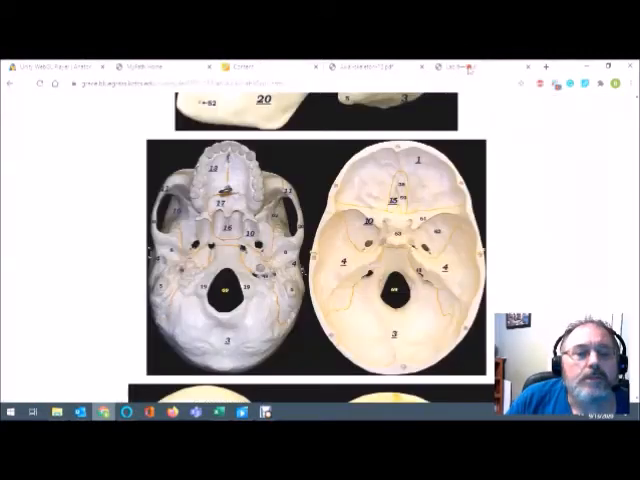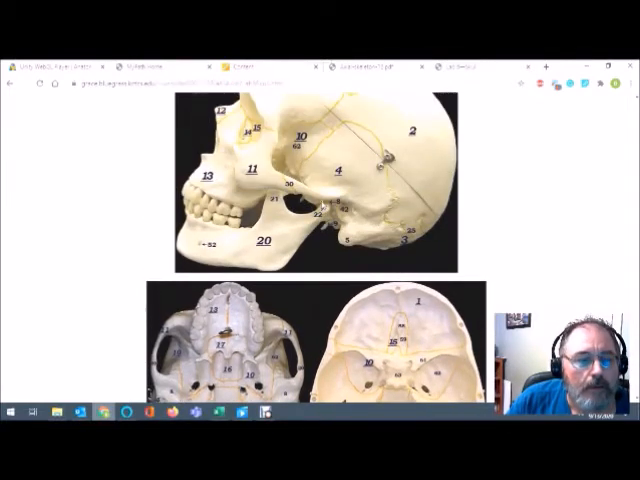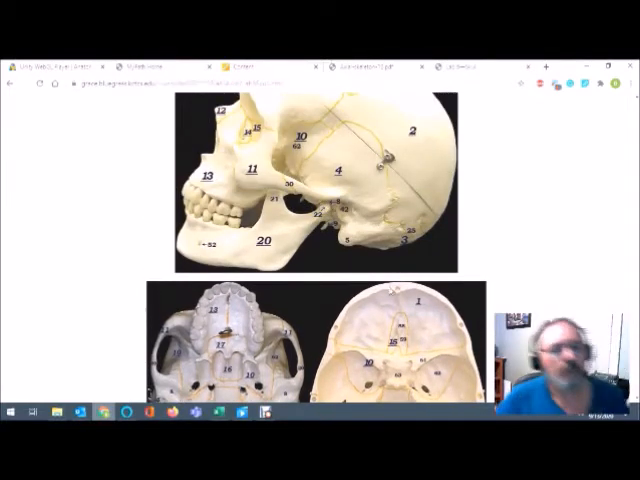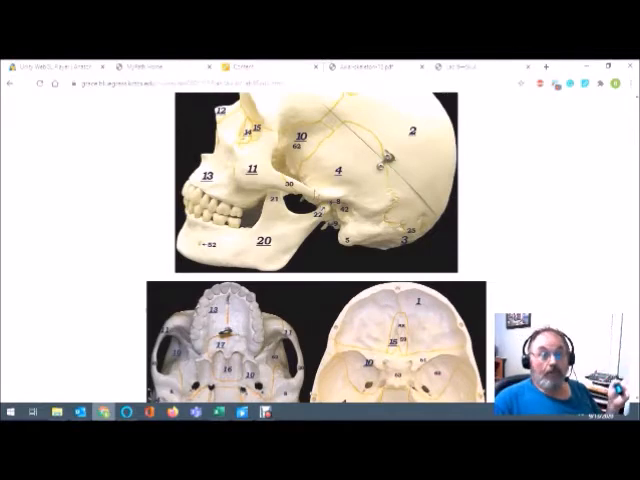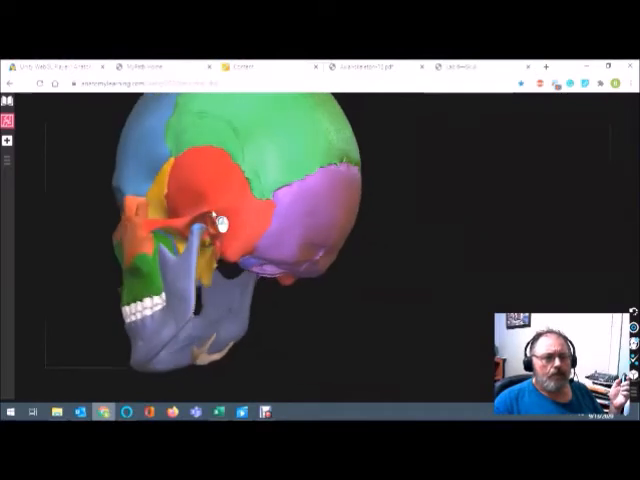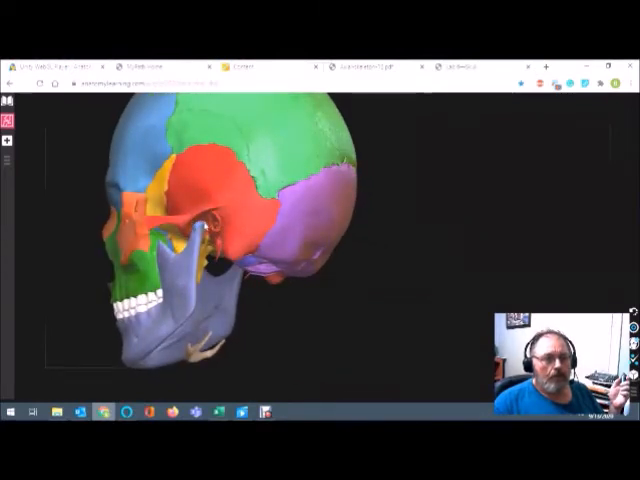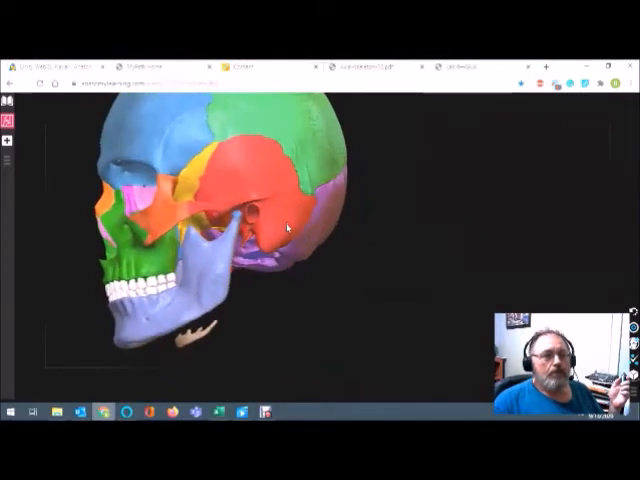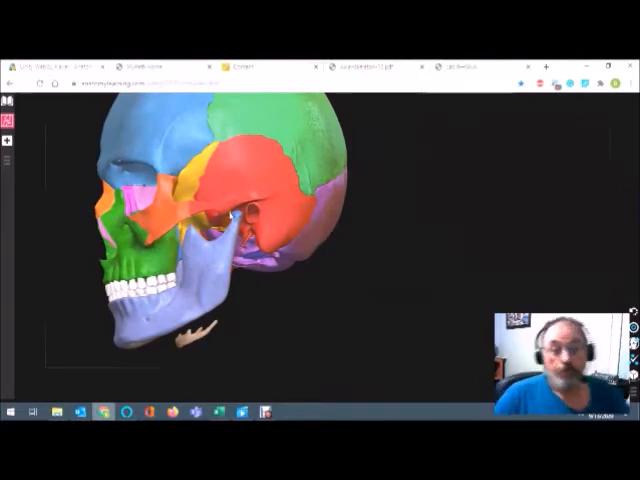And you're going to see that on these skulls right here. It is this little dipped out area right in here that is part of your temporomandibular joint. And that structure, which is located right here, allows us to open and close our jaws.